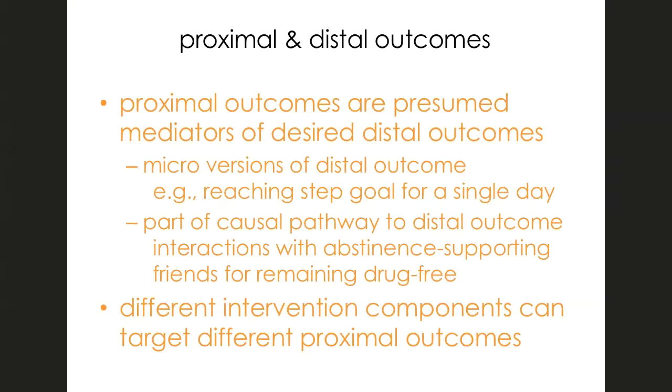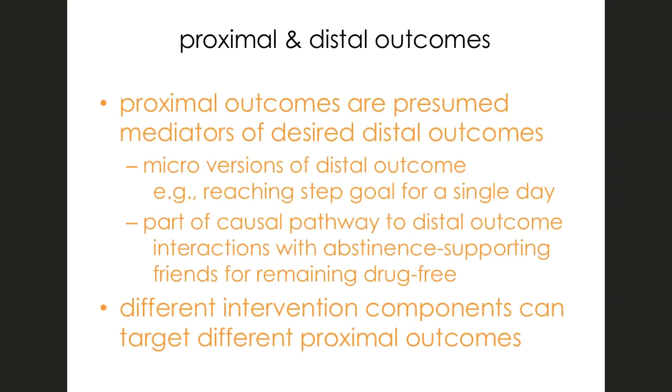Those proximal outcomes, you can sort of think of them as mediators of the distal outcomes that you care about, right? So they can sometimes be the micro version of the distal outcome that you care about. So if you have a walking intervention where your goal is to create a habit of walking, let's say 10,000 steps a day, for a particular message that you send to someone asking them to take a walk, a proximal outcome might be just how many steps they take in a period of time after that message is sent, right? So in that case, it's a micro version of that.